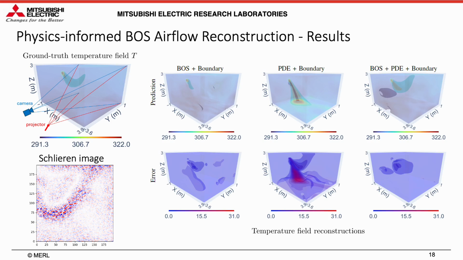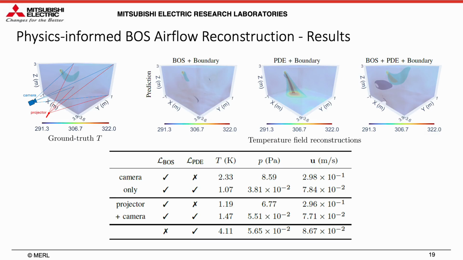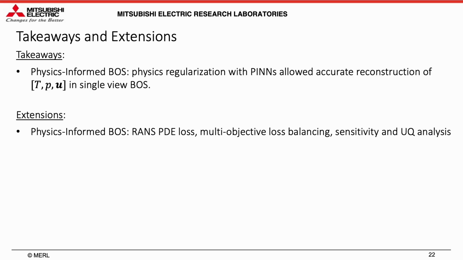And so visually, you can see that the right-hand side reconstruction is more faithful to the true airflow temperature distribution. And numerically, we can also see that that is truly the case. When we combined all three losses, the error in reconstructing the temperature, pressure, and velocity is minimized when the BOS, PDE, and boundary losses are combined together.